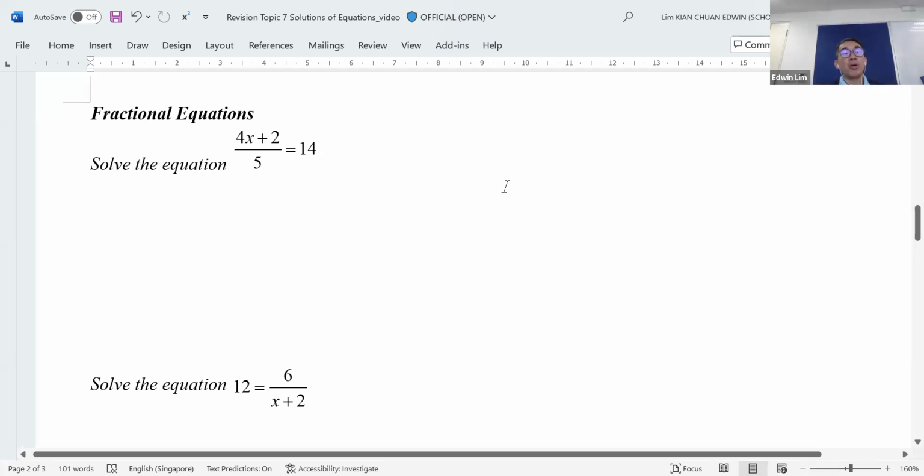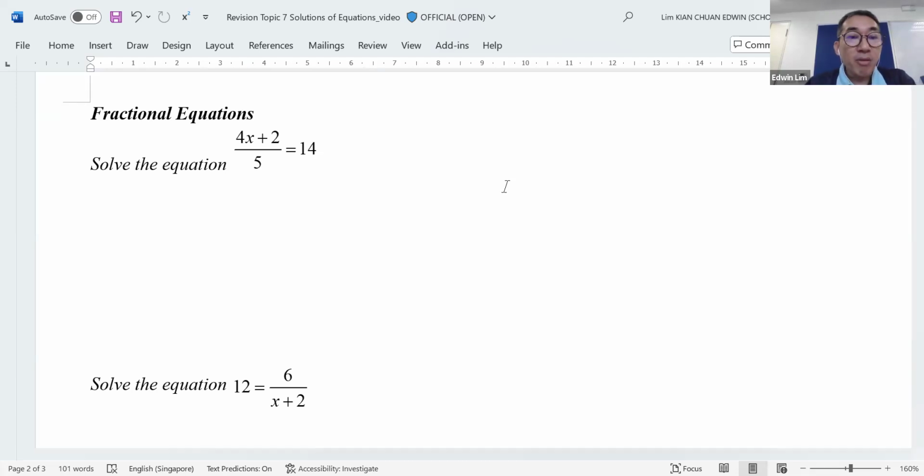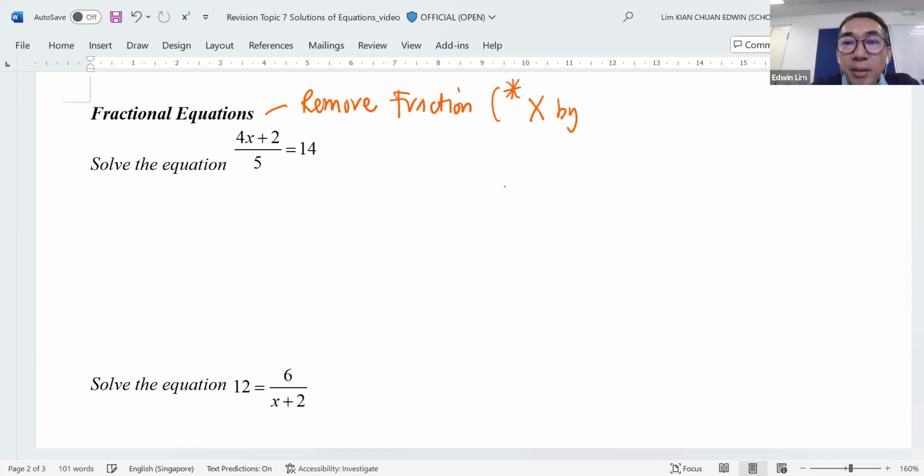All right, going on to fractional equation. Fractional equation is actually not very difficult. You just have to make sure that you remove the fraction. After the first or second step, you must make sure the fraction is no longer in the equation. How to remove the fraction? We always multiply by the denominator. The denominator is the lower part of the fraction.